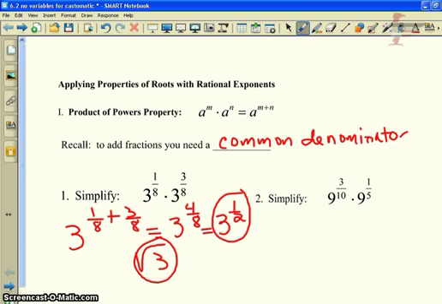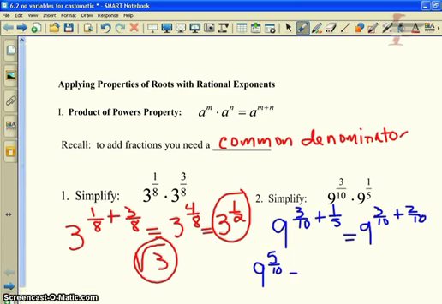Now the next one we are going to simplify is 9 to the 3/10 times 9 to the 1/5. Again, we have the same bases, so we're going to add the exponents. 3/10 plus 1/5, getting a common denominator of 10. We're going to have 9 to the 3/10 plus 2/10 would give you 9 to the 5/10, which is the same as 9 to the 1/2, which in radical form is the square root of 9, which simplifies to 3.